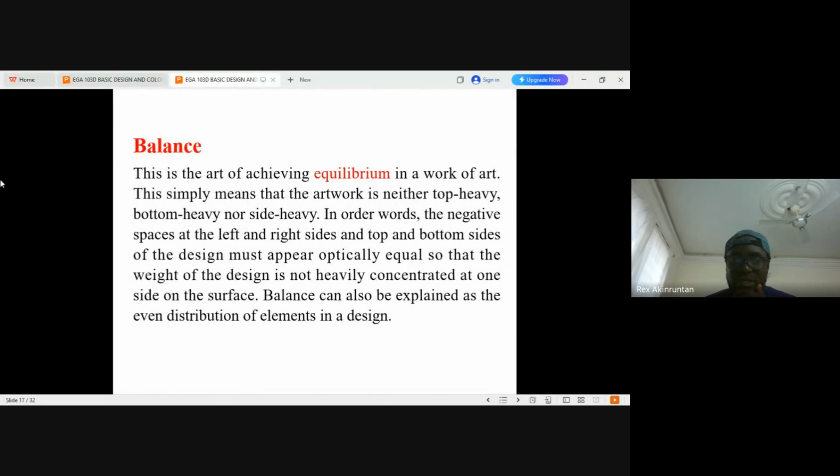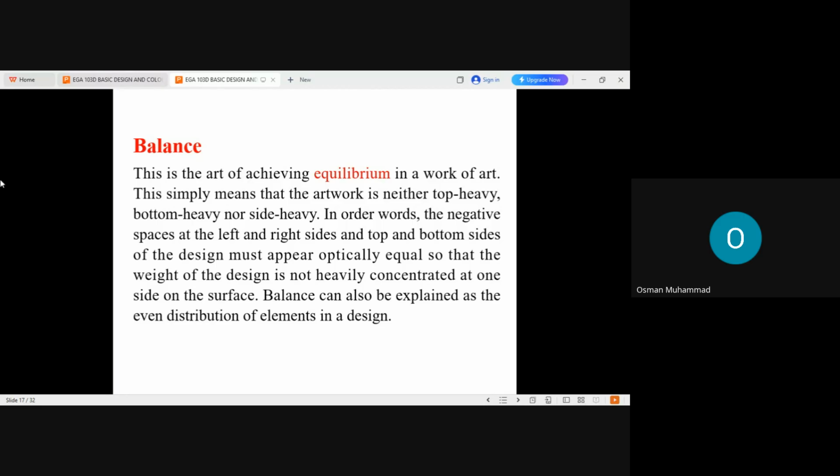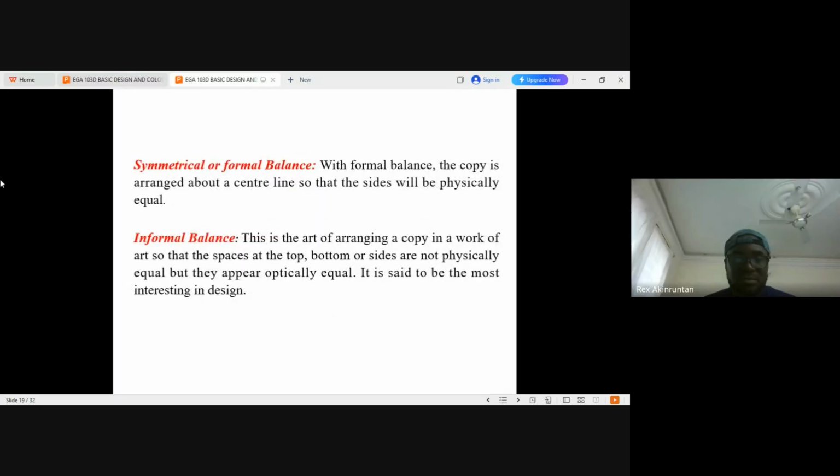This is balance, and you're talking about the types: the symmetrical and the asymmetrical balance. Okay. You say this is the art of arranging copy in a work of art so that the space at the top, bottom, or sides are not physically equal, but they appear optically equal. It is said to be the most interesting in design.